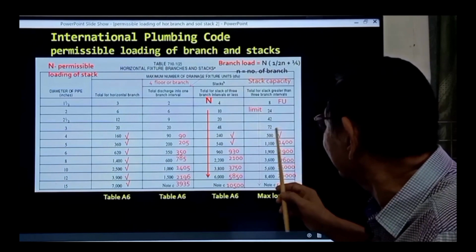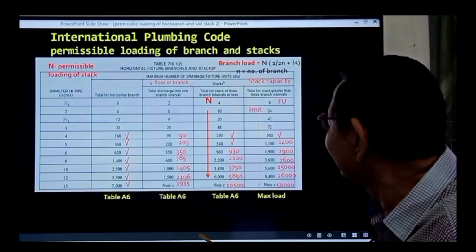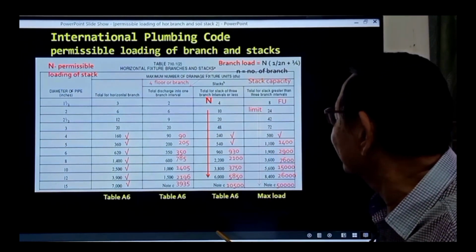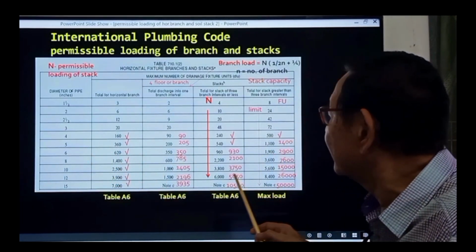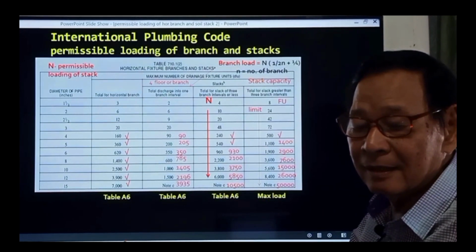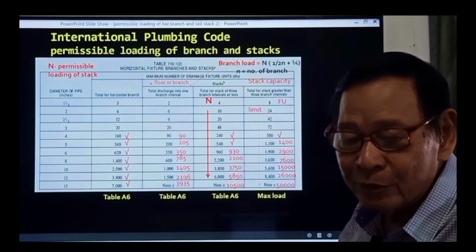Ito is stock capacity, ibig sabihin niyan. Correct ito, 500. Pero ito ngayon, 1,100. Ang tunay nun is 1,400. Bakit? Ang limit nitong 5 inches is 1,400. Ang limit ng 6 inches is 2,900. I will show you back.